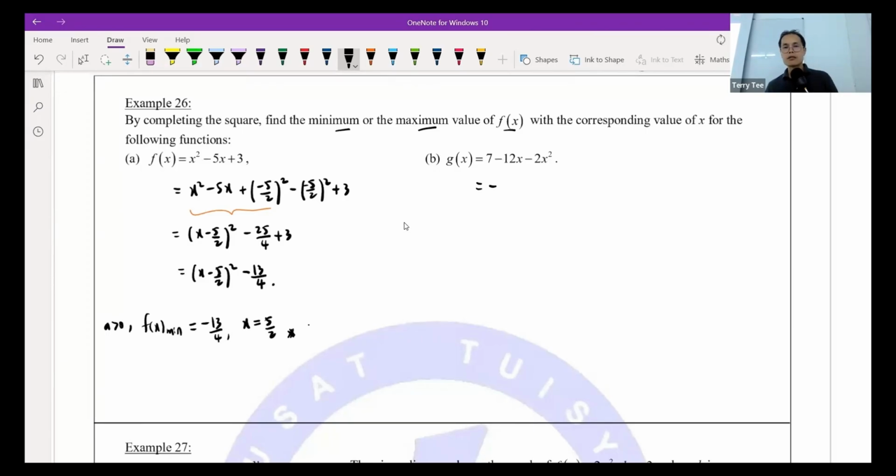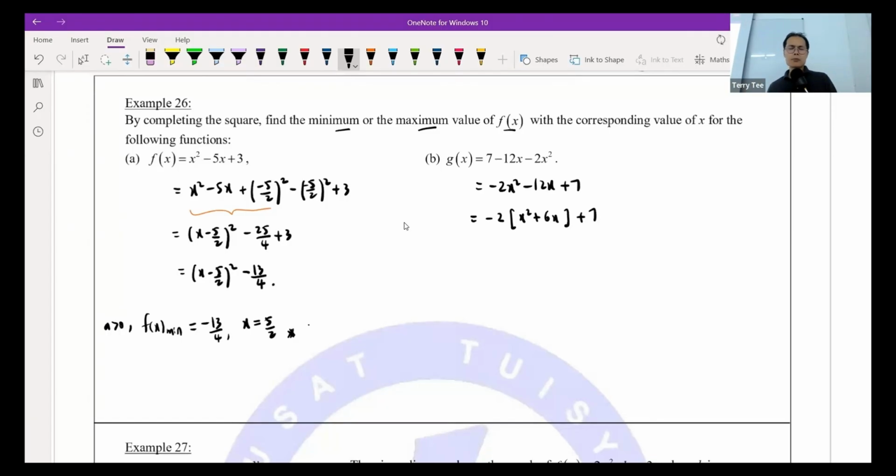For b, this is negative 2x squared minus 12x plus 7. Let me rearrange first. Put x squared first, followed by x, followed by the constant. Now next, we need to factorize the negative 2. In the event that the coefficient of x squared is not 1, we will have to factorize first. Keep the x squared. This one is positive 6x. Keep the 7 outside. Now, 7 is not involved in the process of completing the square, so we just leave it out. Don't do anything.